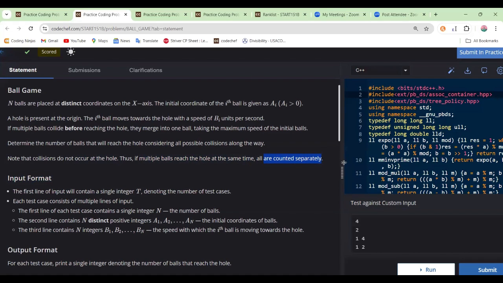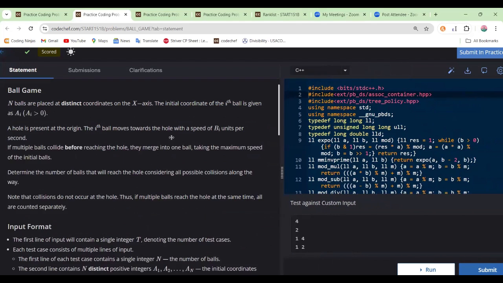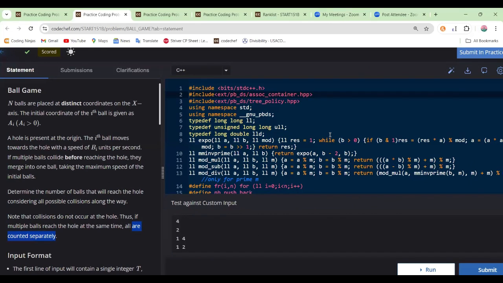Any other doubt? Should I jump onto the code? Okay, no problem, guys. Does the doubt still exist?